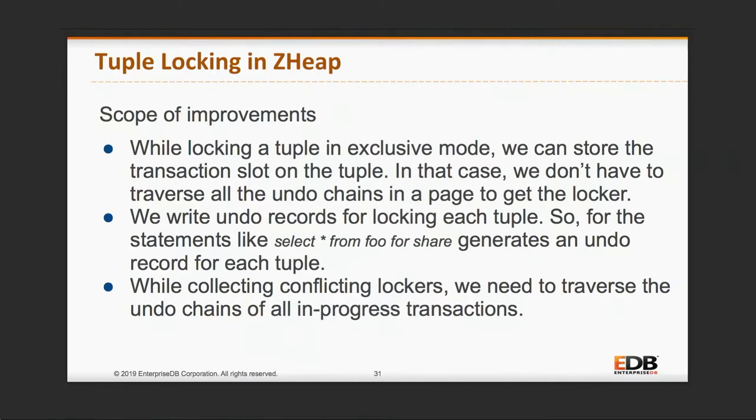And the second thing is we write undo records for locking each tuple. So a statement like select star from foo for share generates an undo record for each tuple. Andres also pointed out this problem the day before yesterday. We have not solved this problem yet, but we have to do something about it. Because in the multixact system, the multixact is actually cached, so for some cases it does not create a new multixact entry; it can just use the cached multixact. We do not have any caching mechanism as of now, but we are working on this. We have to come up with some solution for this. Perhaps caching the undo records, I'm not sure yet, but we have to do something.